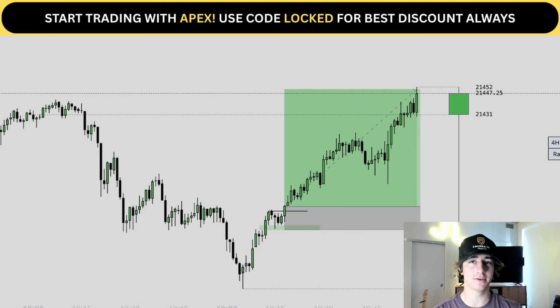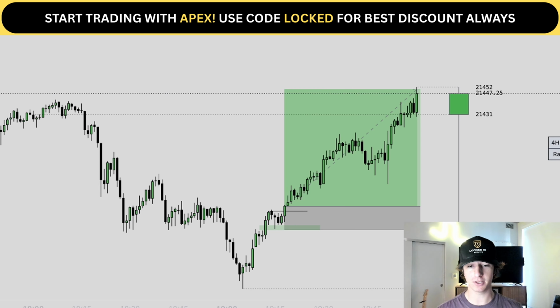What's going on, everyone? This is the most important concept within ICT trading that you can possibly master, in my opinion, obviously aside from the PO3, but the two go hand in hand. So what I want to talk about today is MMXM, or the market maker model, the buy and the sell side curve, and exactly how you're going to use that to catch entries.